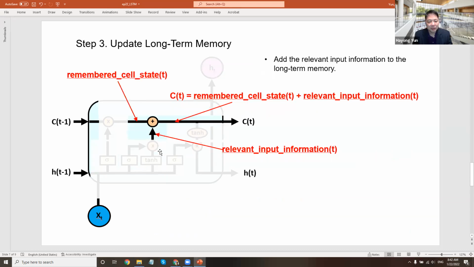And then we update the long-term memory. Given that we got a number between -1 and 1, we add it onto the remembered cell state from the previous stage, which was filtered on how much to forget and mitigate it or not. We add them together to update and have the current long-term memory, the remembered cell state plus the relevant input information, isn't it? Okay. And that's our updated C_t, which will pass on to the next stage.